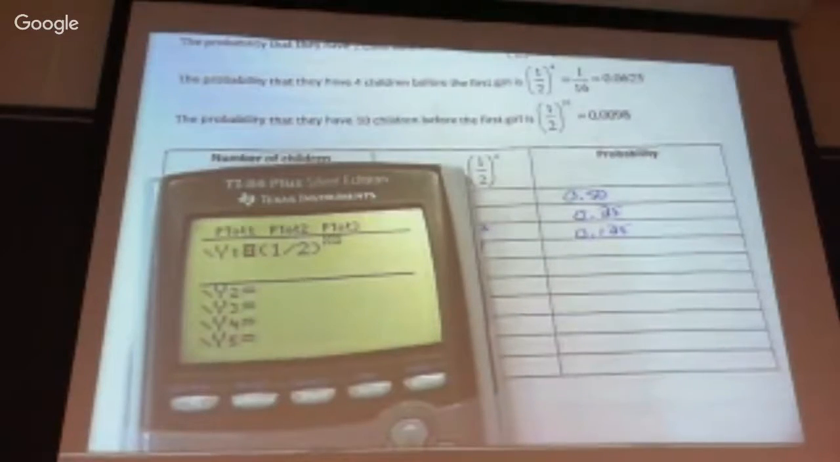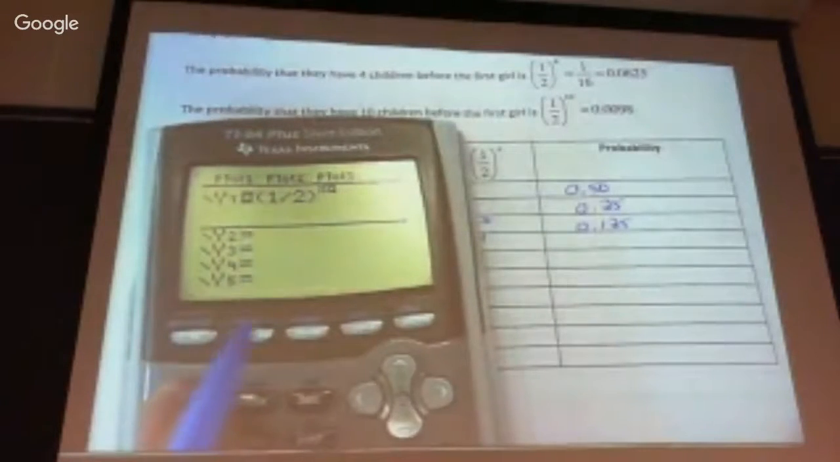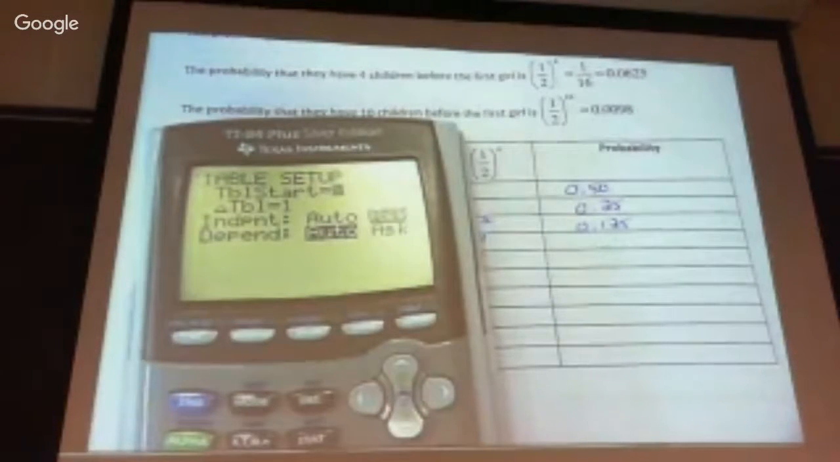Just to make sure our table's set up, we already did this in class, but just to double check, everybody hit second window. Second. No, figure it out now. Raise to the power.